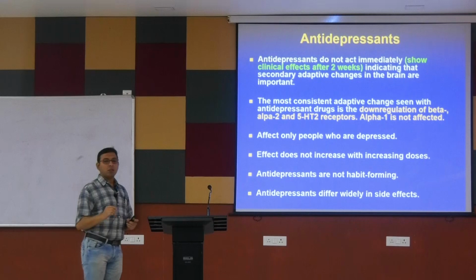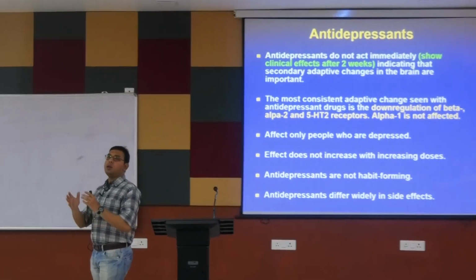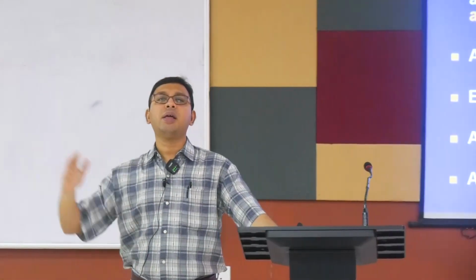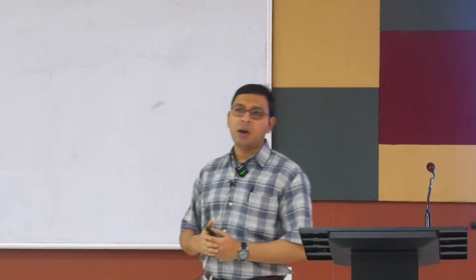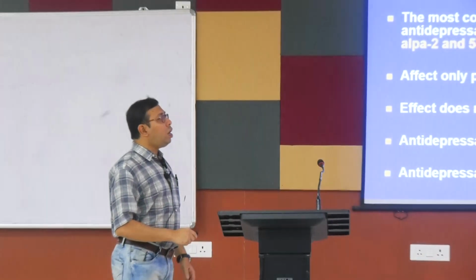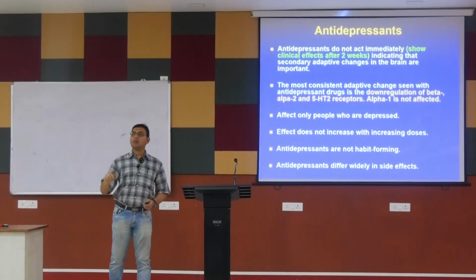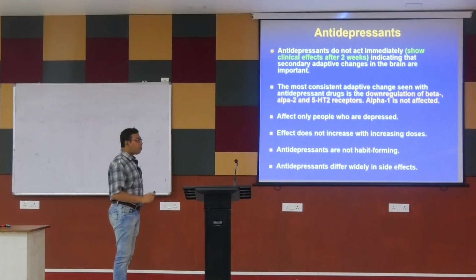This is important because the adverse effects mainly arise from these antidepressant drugs acting not only on those receptors related to depression, but also on other receptors. For example, some of them act on the alpha receptors, some on the beta receptors, some on the histamine receptors. So this is the basis of the side effects. They affect only people who are depressed. For normal people, if we give antidepressant drugs, there will be no effect in most cases.